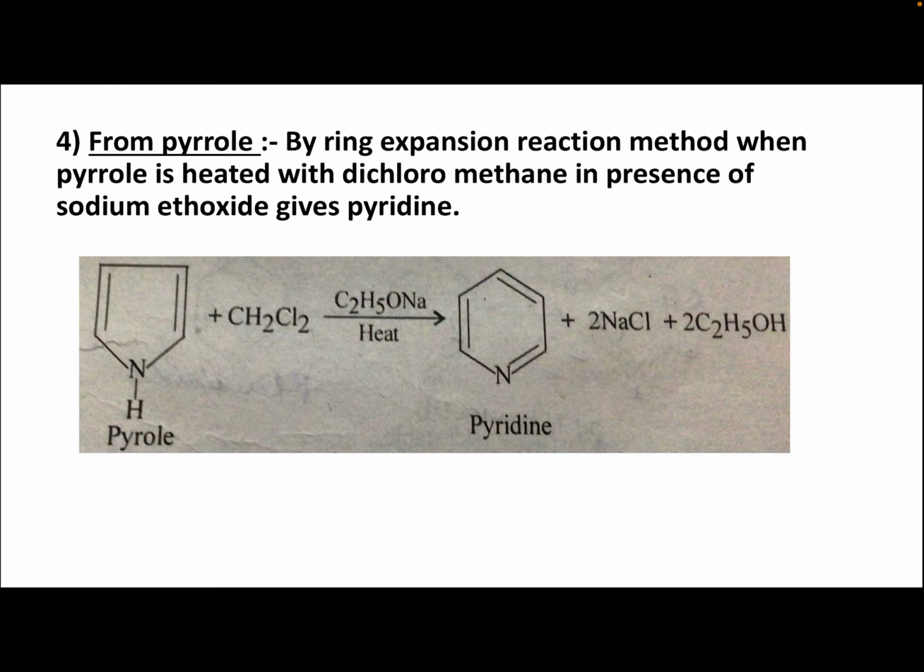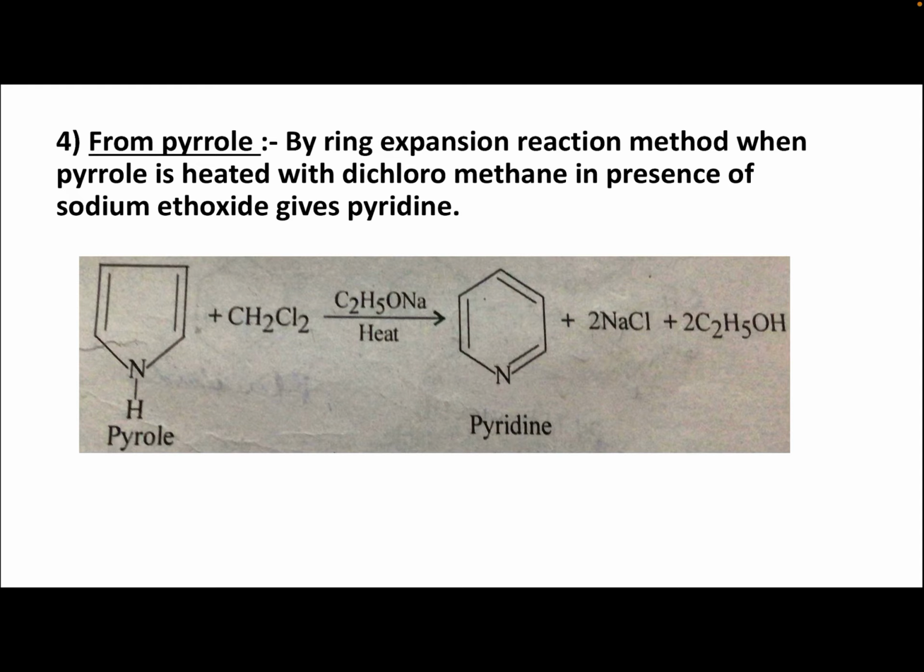Next, fourth is from pyrrole. By ring expansion reaction method, when pyrrole is heated with dichloromethane in presence of sodium ethoxide, it gives pyridine. So pyrrole is there, you know it is a 5-membered ring, NH, and CH2Cl2. Methane is CH4, 2 hydrogens are removed and in that place 2 chlorines are added. So it is dichloromethane, or methylene chloride, in the presence of C2H5ONa. This is sodium ethoxide. Na is sodium, C2H5O is ethoxide. On heating we are getting pyridine, NaCl and C2H5OH.